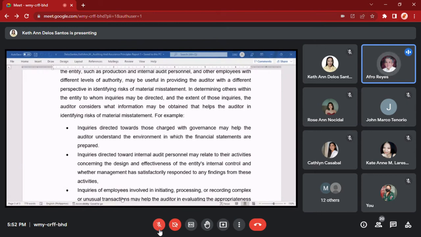Kate Ann Laresma? Yes po, sir. I-inquire daw yung mga taong charged with governance. Sino yun? Sir, yung nasa management po, like board of directors. Okay, your answer is correct.